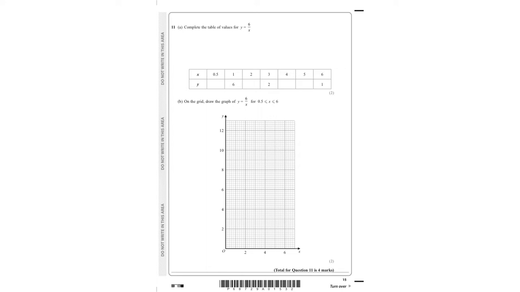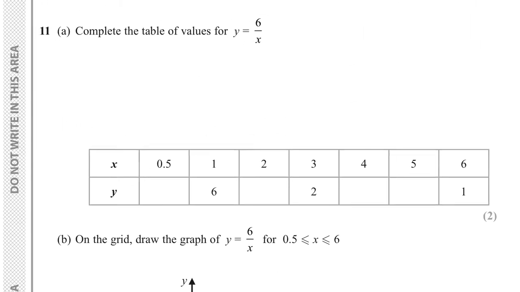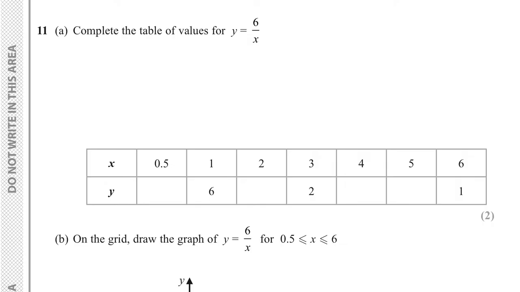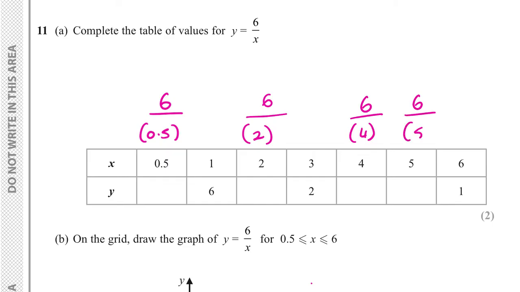Okay, question 11. Now, it's really important. I've seen some people make mistakes on these types of questions. Regardless, okay, you need to use brackets when you substitute. So this is 6 over, and what's our x coordinate? 0.5. Now in this case they're all positive, so it's okay. I just want to make sure though we get into this habit, because remember our calculator takes order of operations seriously. Okay, so we're going to put all this in here, so we're going to get 12, 3. What's 6 divided by 4? 1.5 and 1.2.